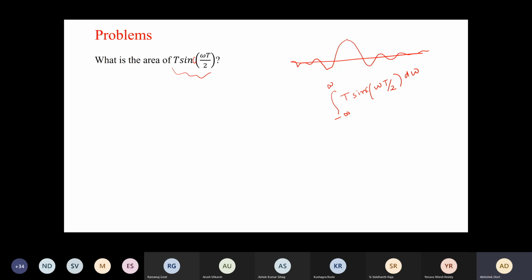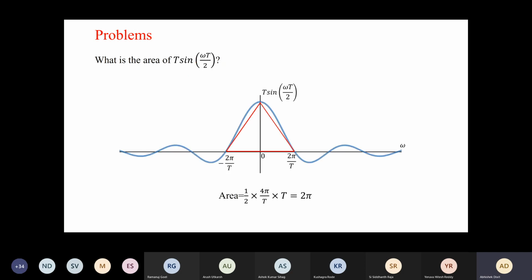But even before Fourier transforms were known to mathematicians, there was a trick that people could use to solve this complicated integration. Trick or hack or whatever. The trick is as follows, and you can see for yourself that this is true. Let us assume that you have a sinc function.